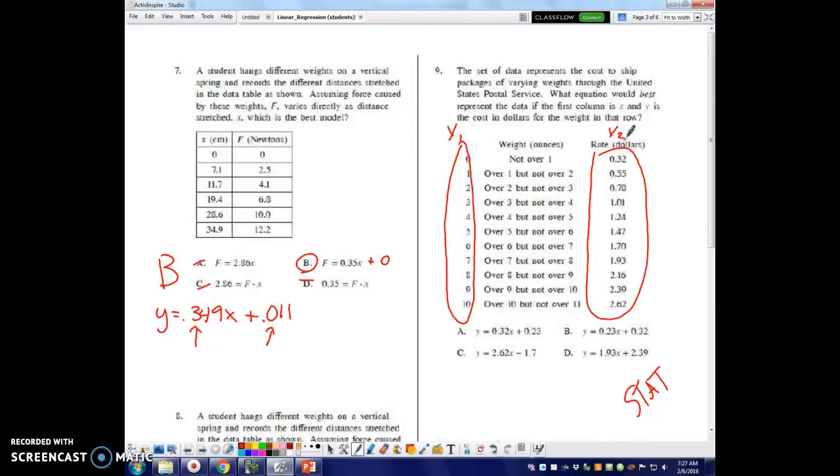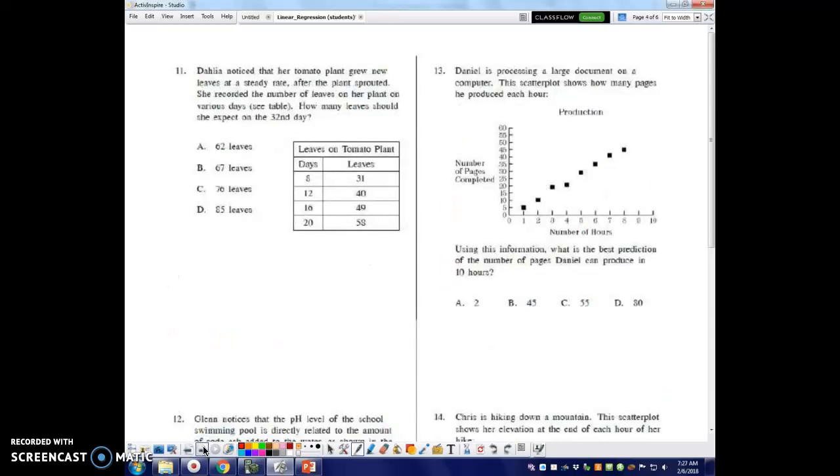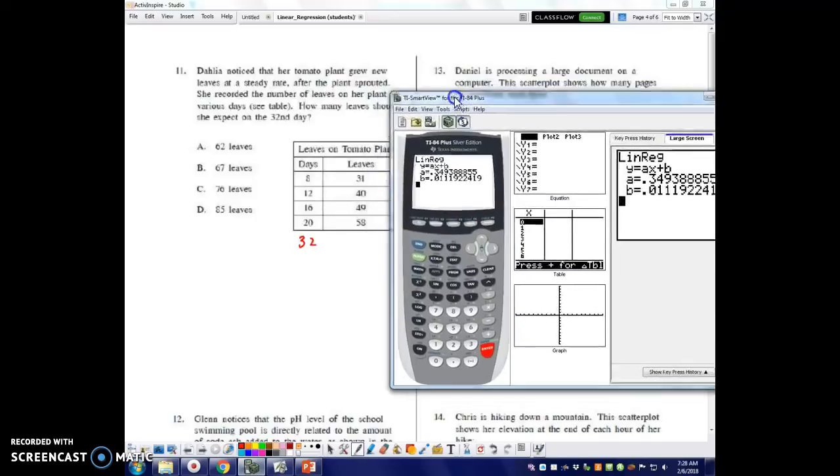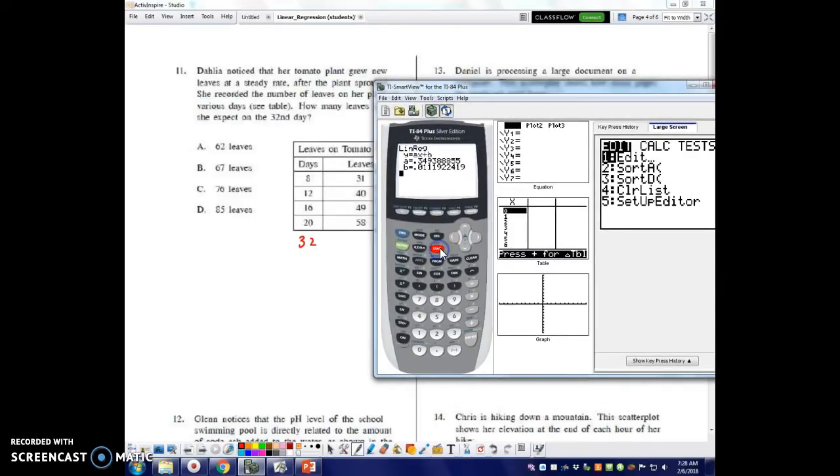Okay, let's go to number 11. Number 11, Dalia noticed that her tomato plant grew new leaves at a steady rate. After the plant sprouted, she recorded the number of leaves on her plant on various days. See the table. How many leaves should she expect on the 32nd day? So we have 20. We want the 32nd day. Okay, we're going to use Stat. Type in this table. So Stat, Edit, clear what we have.